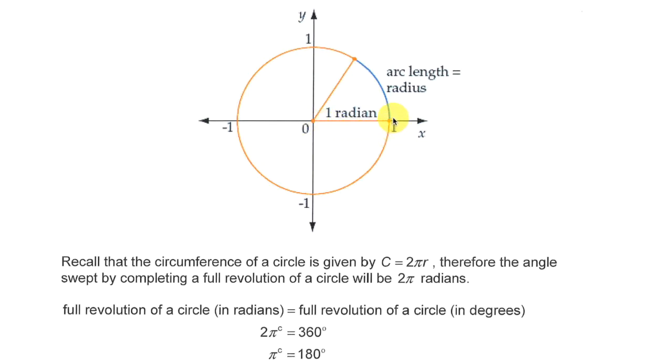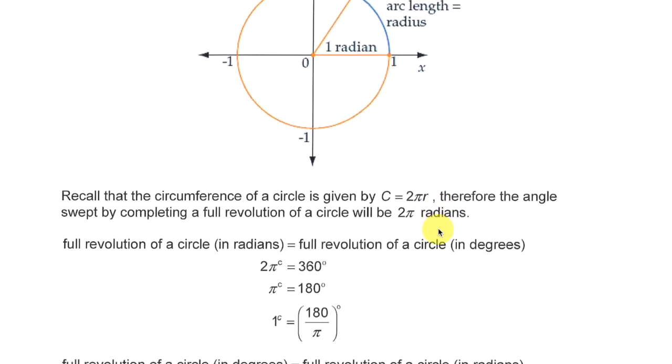Well, if we look at the circumference, it is given to us as being 2 pi r. Now in this unit circle, the radius is 1. So the circumference becomes 2 pi times 1, which is just 2 pi. So the angle that we've swept by beginning at this point and going all the way around the outside, in radians, is equal to 2 pi. So what we can come up with is that 2 pi radians is equal to 360 degrees.